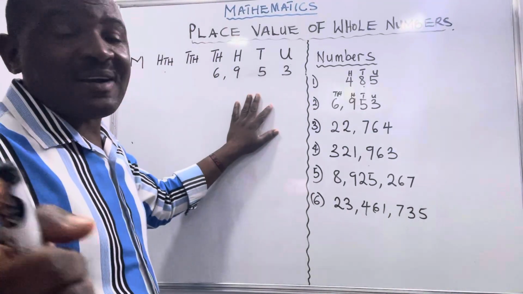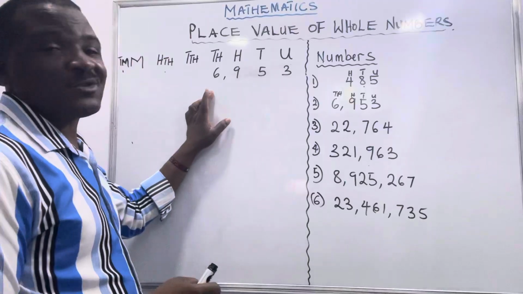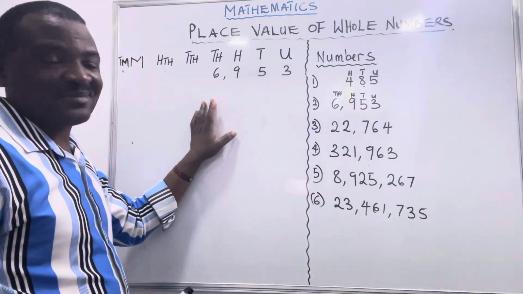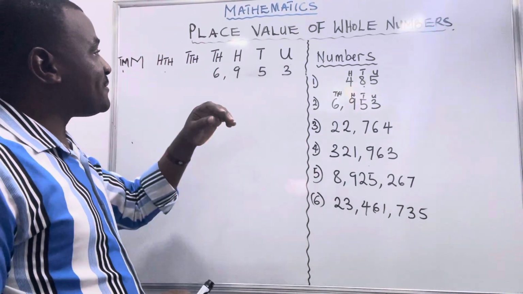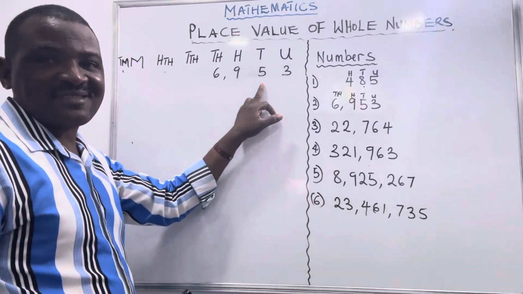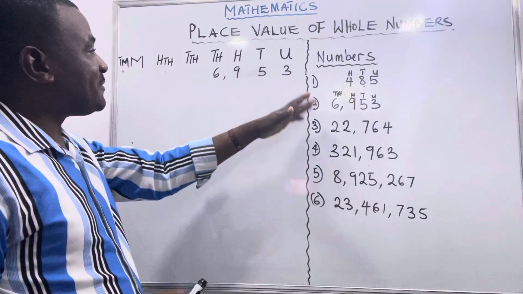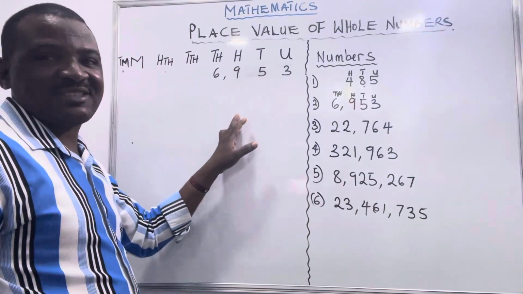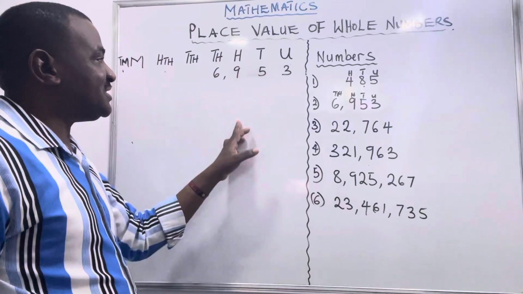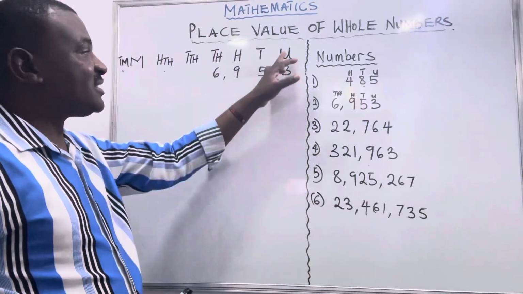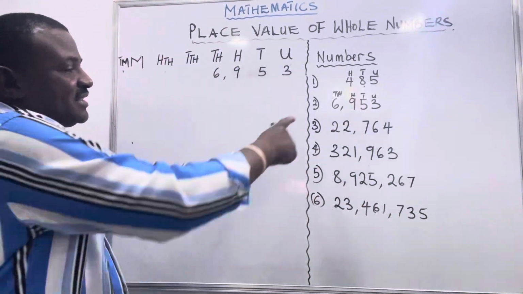So what is the place value of 6? 6,000. What is the place value of 5? 5 tens. What is the place value of 9? 9 hundreds. Unit, tens, hundreds. What is the place value of 3? 3 units. Now let's see the next one.